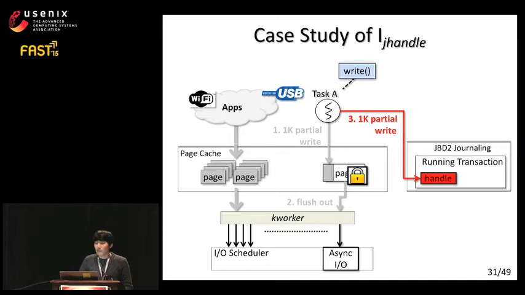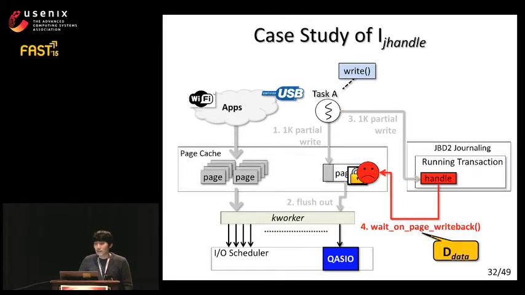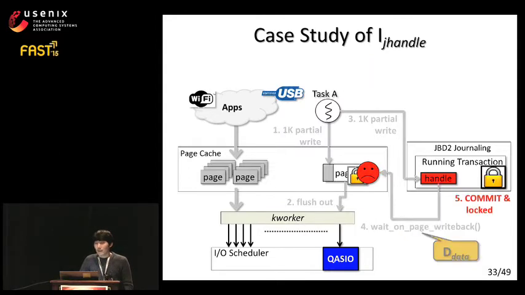Before that, it obtains a journal handle of the running transaction for the metadata modification after the data writing. Finally, the task tries to copy its data to the page but the page is on write back, and the task needs to wait for the completion of the I/O. This is a data dependency, and this affects other task execution in an indirect way. After a certain period of time, the running transaction starts to be committed, and the transaction will be locked because a handle is still opened by task A.